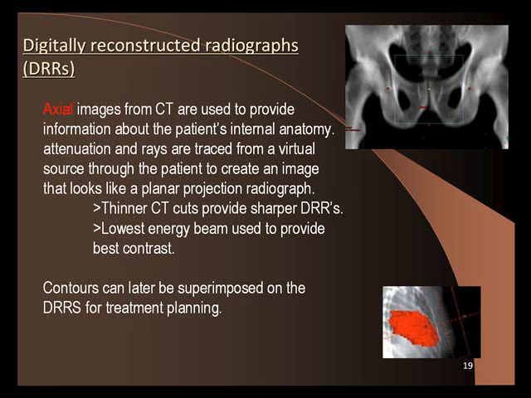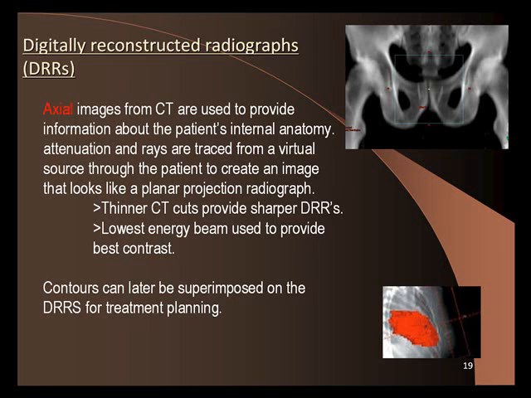That looks like a planar projection radiograph. Thinner CT cuts provide sharper DRRs. Now, remember how I said that CT cuts can be from 1 millimeter up to 5 millimeters? Actually, they can be bigger, but we don't use anything bigger than 5. Most people don't.